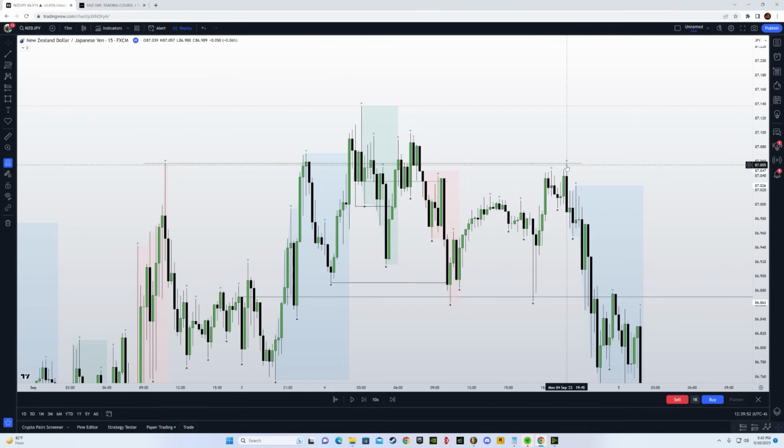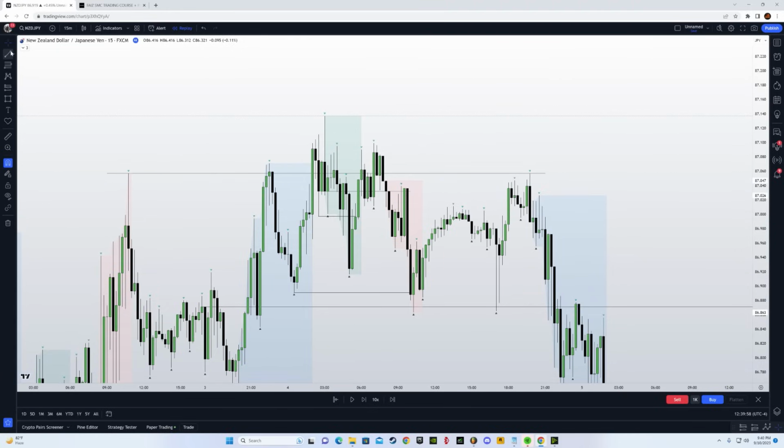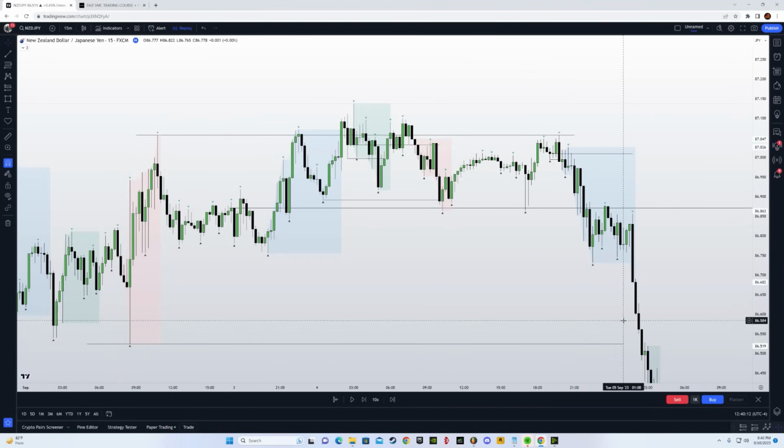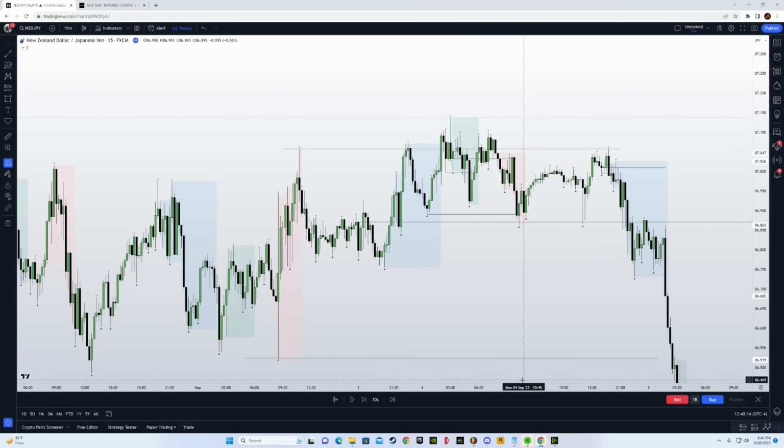You could have gotten your entry here, but since we were out of the kill zones, I would not have taken this entry. However, yes, once we got this second market structure shift here, since we are trading the JPY pair, we can trade the Asian session for this. So I would have simply taken my entry from this auto block here, and you can see the clean expansion to the downside. This is very mechanical and very easy, guys. Let's move on to the final example.